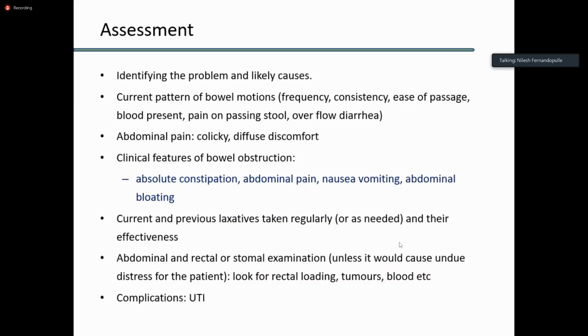Do an abdominal examination, a rectal examination. If the patient has a stoma, do a stoma examination. Like I told you, it will help to find what the cause for the constipation is, and see whether there are complications of constipation, like UTIs.